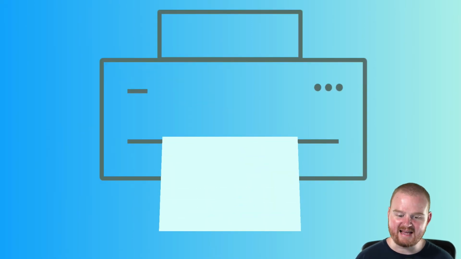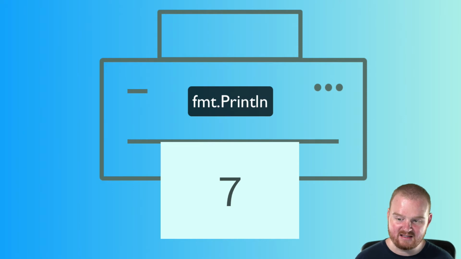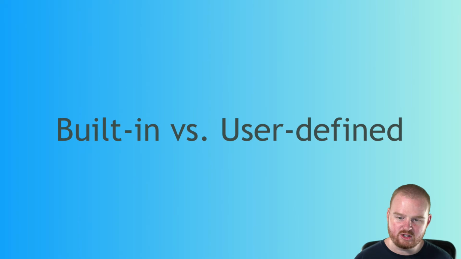If we wanted to print out the value 7 using the variable age, we might call some print function and pass in the variable name or the literal number 7. And we'll take a look at how to print out the number or the string or whatever value it is in different programming languages. There are really two different kinds of types. There are built-in types, and then there are user-defined types.